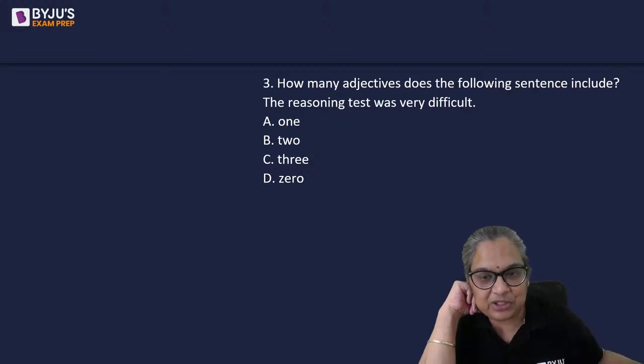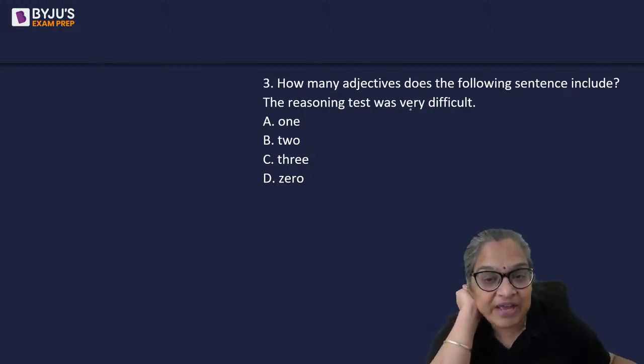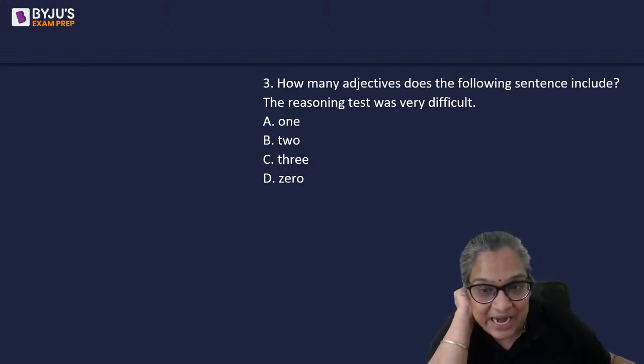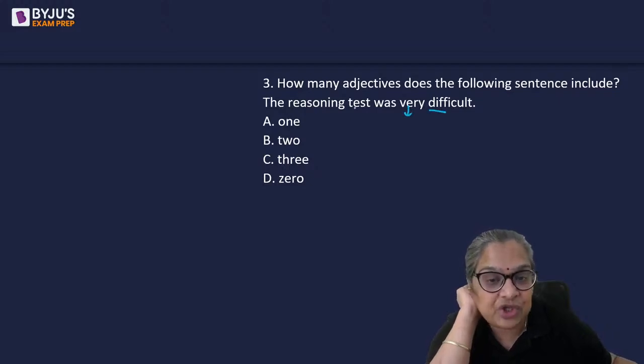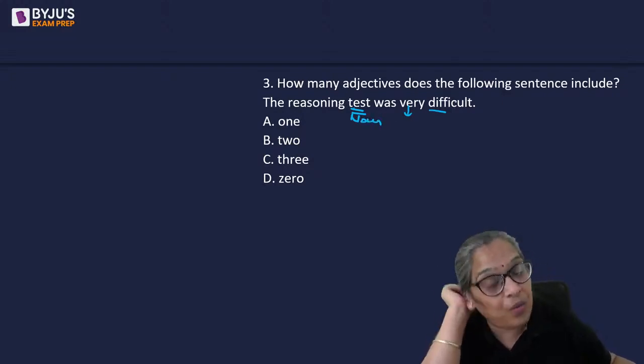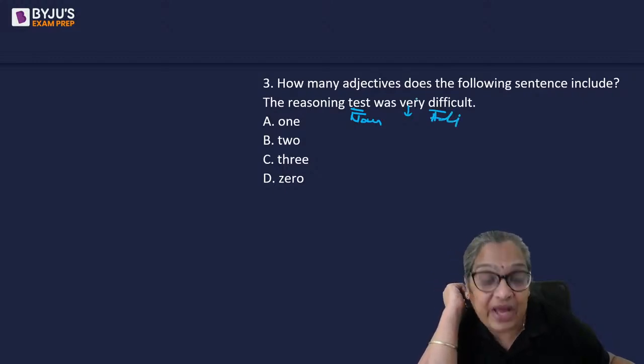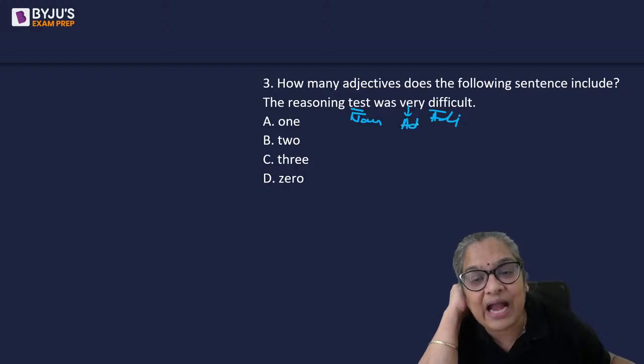Difficult, yes, because it's talking of the test. Okay, all right. What is very? Very is an adverb. Okay, how difficult was it? So difficult is talking about the test, the noun here, correct? Anything which describes the noun, how was the test, easy or difficult, is an adjective. Very difficult, not very difficult, quite difficult, adverb.